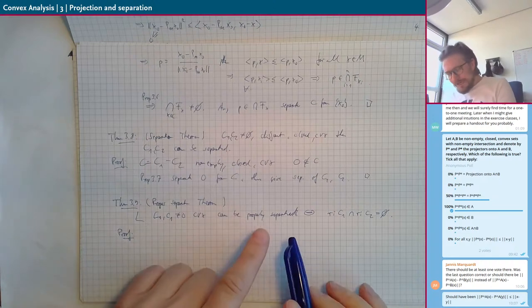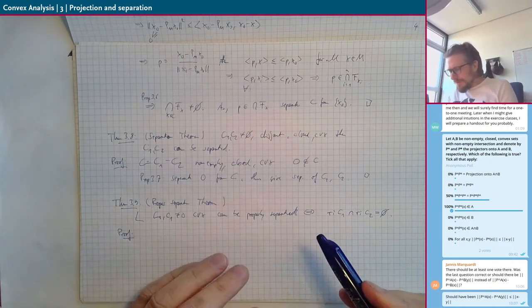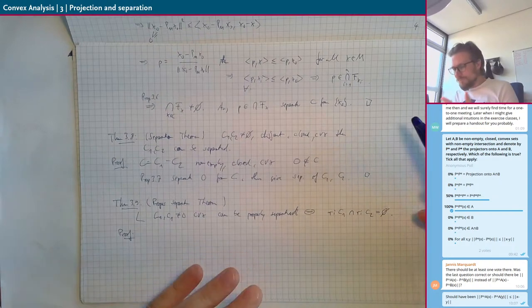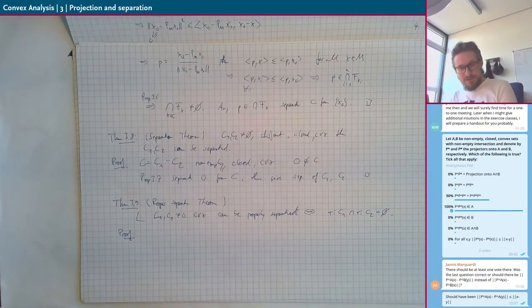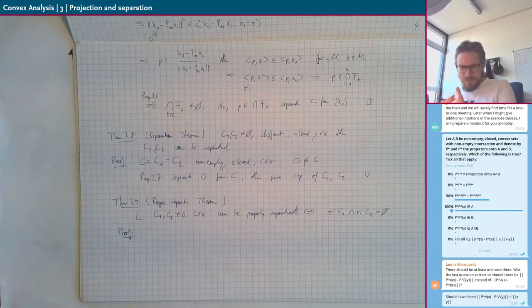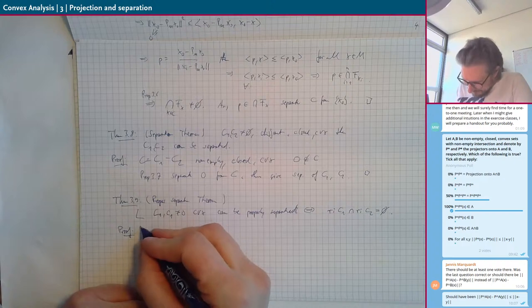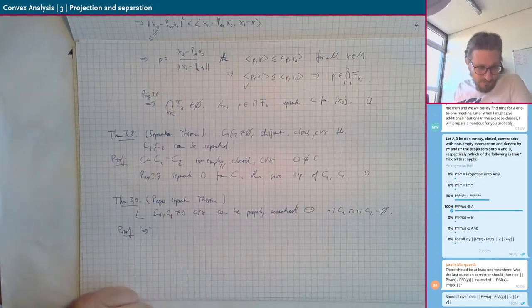Sometimes it's actually important in applications to work out the edge cases. I would be happy with this theorem actually in most situations. If you have convex, closed, disjoint sets, then you can separate, that's fine. But sometimes you need to be on the edge. Maybe they overlap a little bit, but the overlap is only happening on the boundary, and then it depends on the fine property of the relative interior. Okay, but let's prove. So first this direction, which is the usual one.